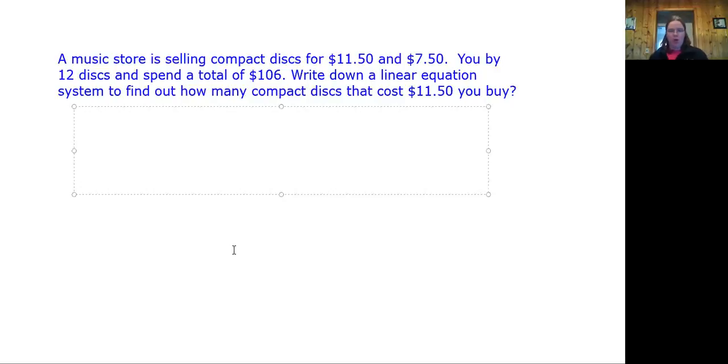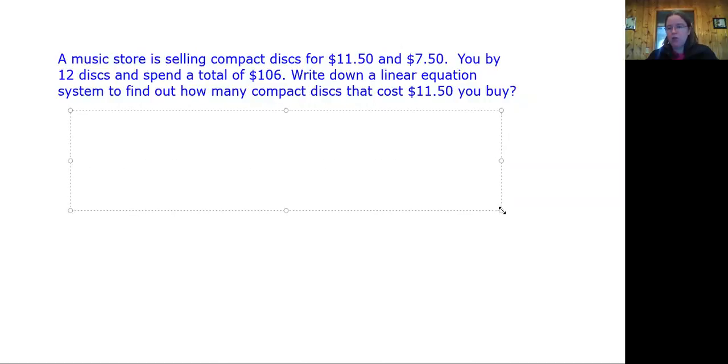Okay, so first, in order to make a linear equation system, we have to figure out what our two equations are. So it says that we're gonna buy 12 discs. So some of them cost $7.50 and some cost $11.50. So we're gonna name them X and Y because they're two different costs. And that is gonna be equal to 12.